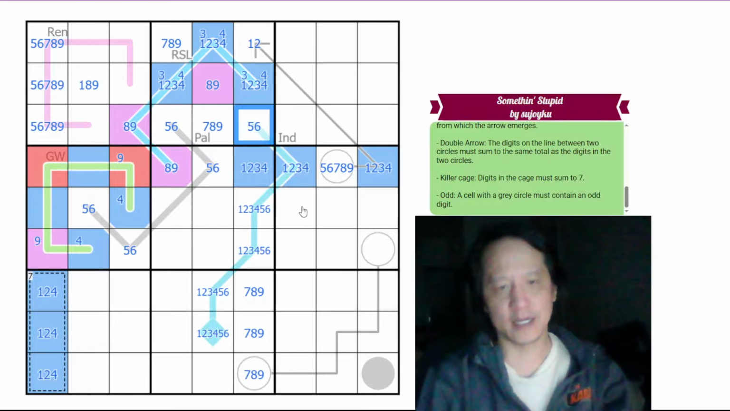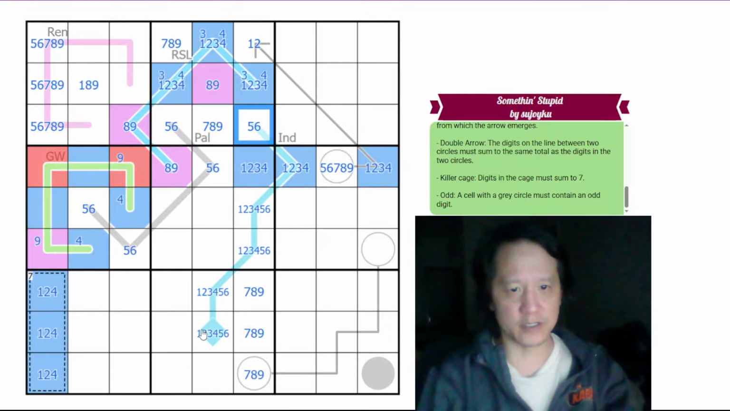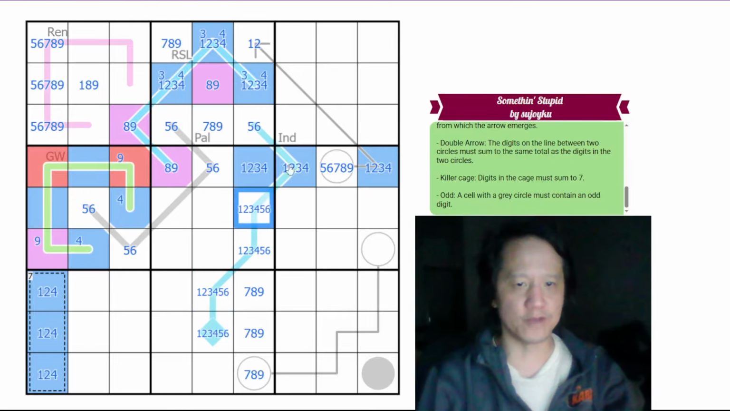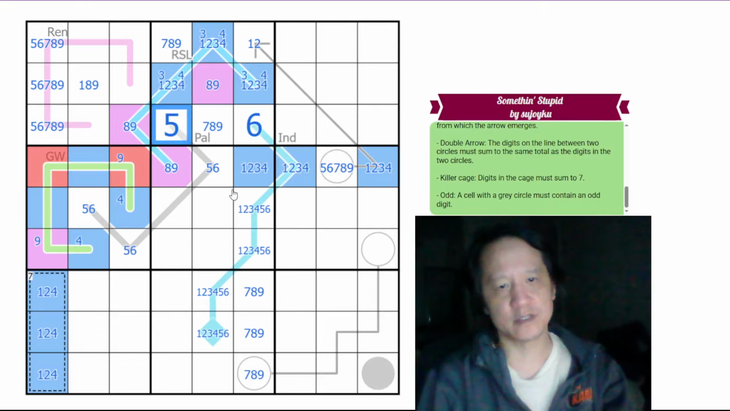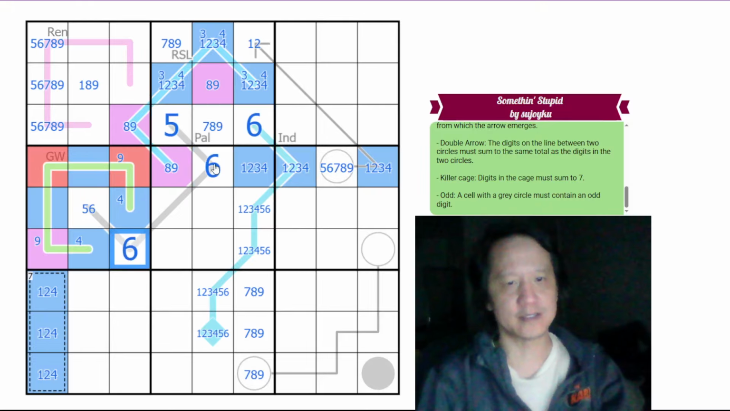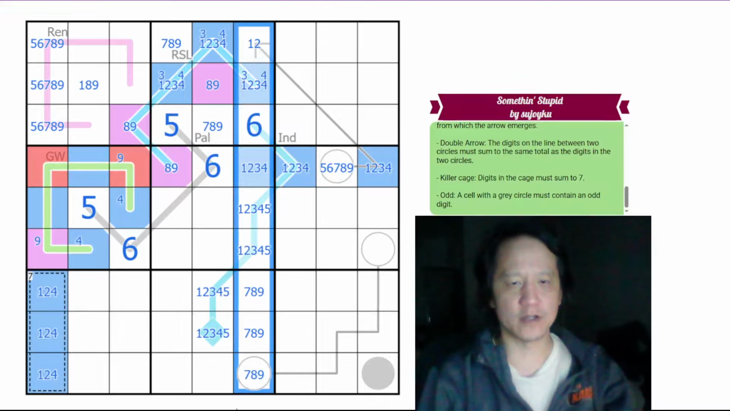Also, this cannot be 5 because that would say 6 has to be in the 5th position, which would be 1, 2, 3, 4, 5, which is not possible. So this has to be 6, which makes this 5, which makes that 6, which makes that 6 to be a palindrome, which makes that 5. This 6 eliminates 6's possibilities here. Whereas the 5 in column 6 must be one of these two cells, and it cannot be here, so it has to be here.